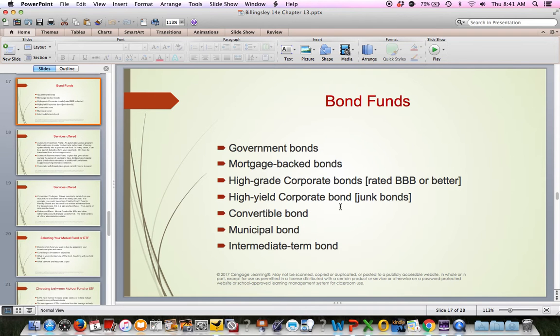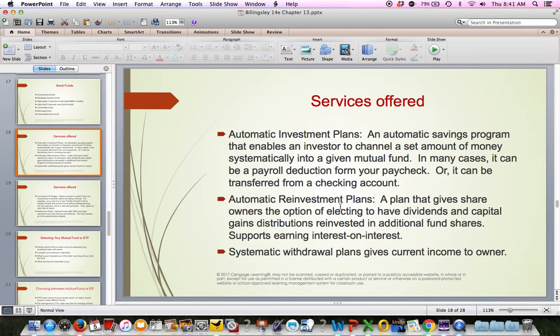a bond mutual fund. And you can see there are all different types of bonds out there. We've already talked about some of these in previous chapters anyway. And this service is offered, and I've mentioned a few of these before too. Depending on the investment you make in a mutual fund, quite often what they will do is just take any investment returns that you earn, dividends or interest, and just buy more shares for you. That's generally what they do unless you tell them differently.